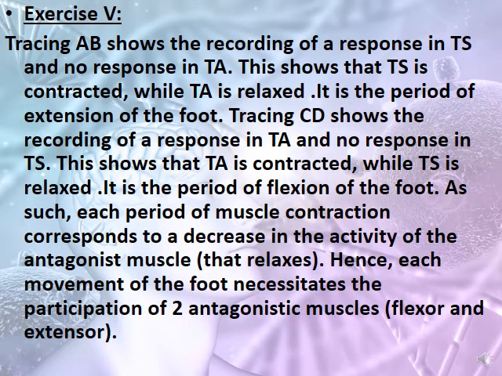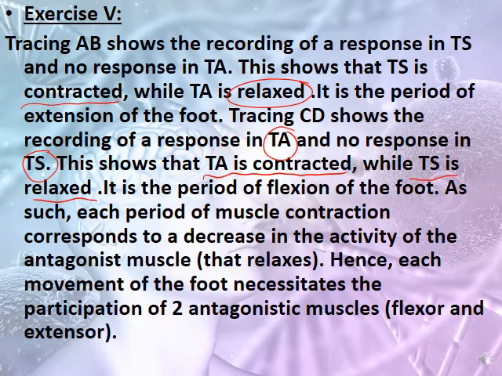So here, as I said, tracing AB shows the recording of a response in the triceps surae and no response in the tibialis. So this shows that the triceps surae is contracted while TA is relaxed. One of them is contracted, the other is relaxed. So it's the period of the extension of the foot. While tracing CD shows the recording of a response in the tibialis anterior and not in the triceps surae. So this shows that TA is contracted while TS is relaxed. One of them relaxes, the other contracts. So it's the period of the flexion where the TA is contracted.